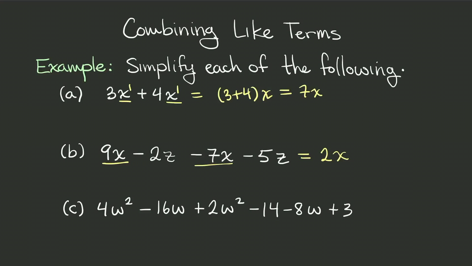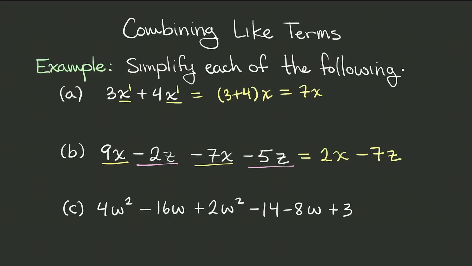Now we can look at the other two terms. We have negative 2z and negative 5z. They both have the same variable z raised to the power 1, and so they are like terms. And so we'll combine their coefficients by taking negative 2 plus negative 5, which is negative 7z.